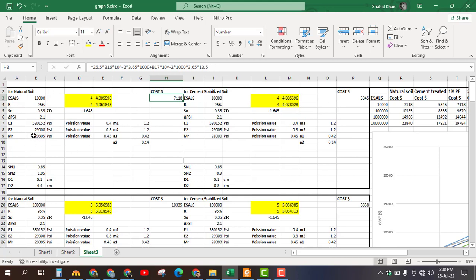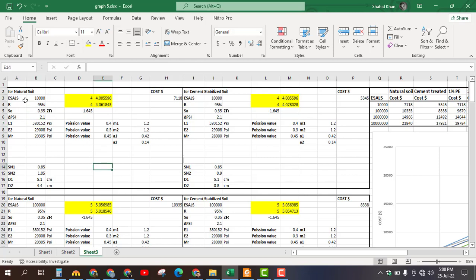One thing here is this MR value is 140 megapascal. Converting it into PSI, we multiply it with 145.038, so we get 2305 PSI. And this is E2, the granular base, whose modulus of stiffness is 200 megapascal. Converting again to PSI, we get 29008. Similarly the modulus of stiffness of 4000 megapascal, converting to PSI, we get 580,152. So this is the case for the natural soil.